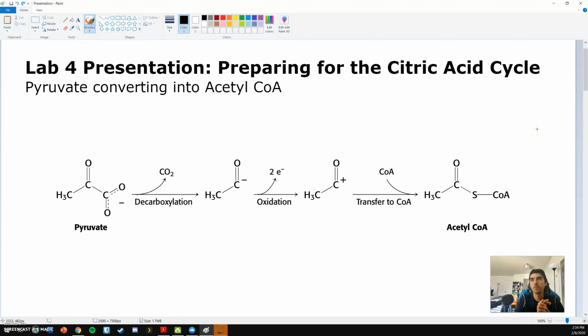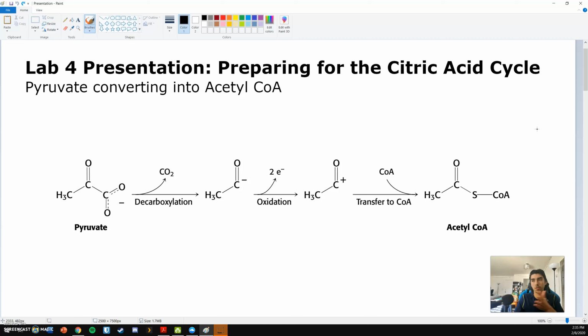Hello, so today we'll be looking at how we prepare for the citric acid cycle. And by that I mean, how do we convert pyruvate, which we gain from glycolysis, into acetyl-CoA, which we need in order to proceed into the citric acid cycle. So here we have in front of us the overall reaction.